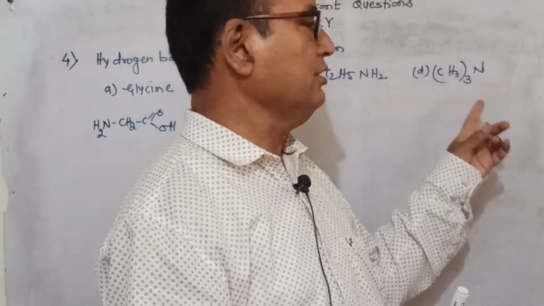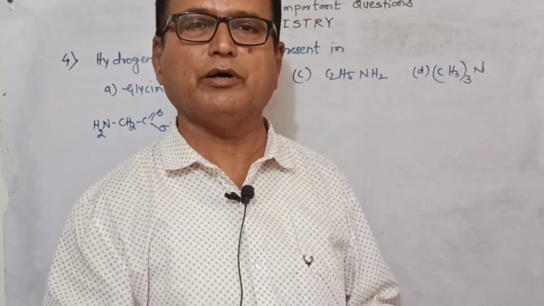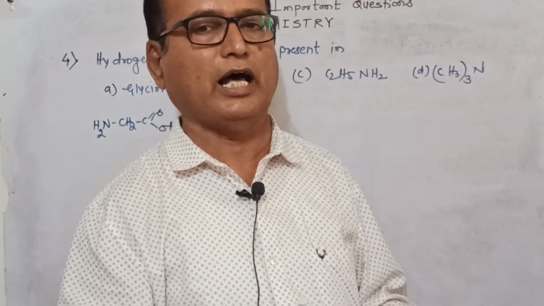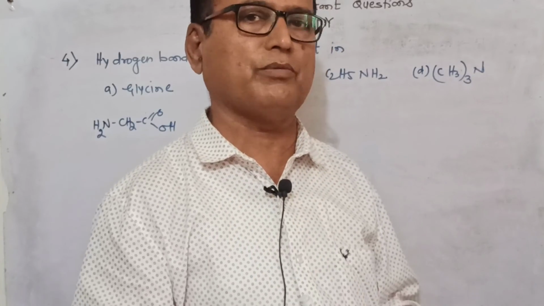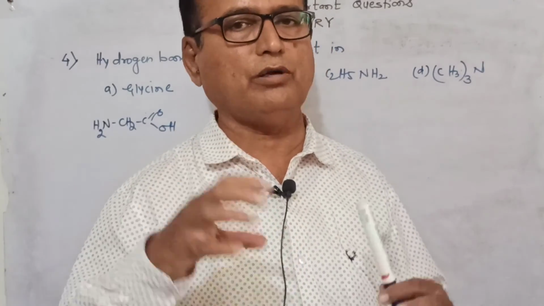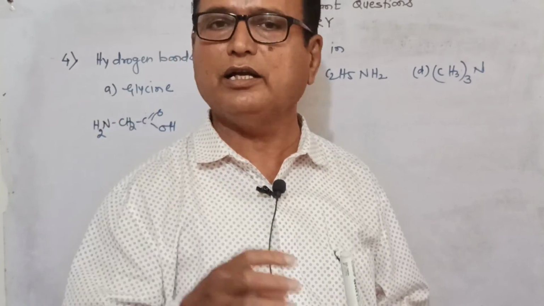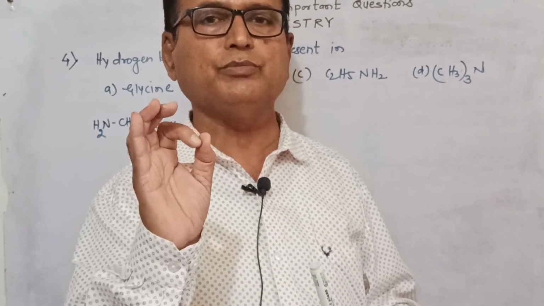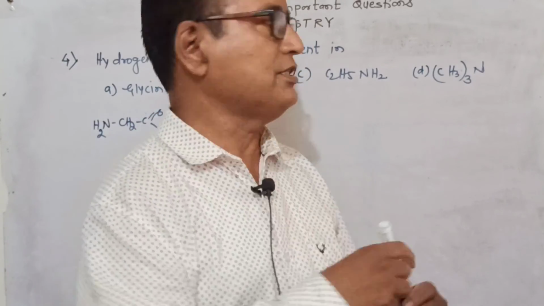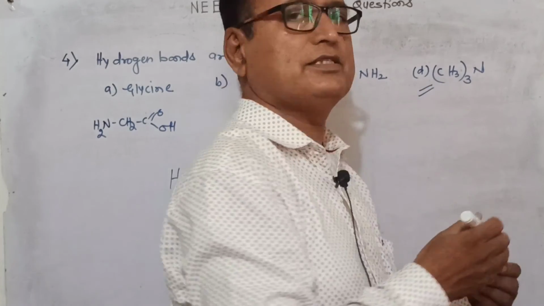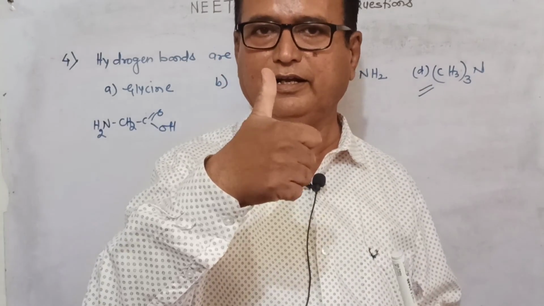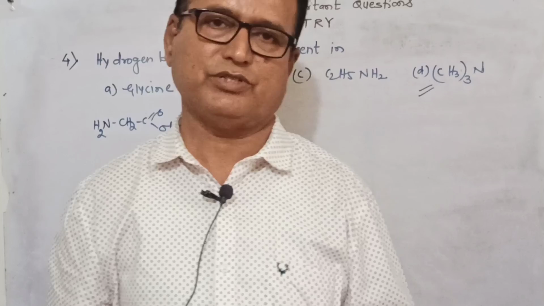And the last here, tertiary amine. Tertiary amine means here hydrogen is not directly attached to nitrogen. Hydrogen is not present. So if hydrogen is not directly attached to nitrogen, then it is impossible to form hydrogen bond. So answer is this. Okay, clear? We will go towards next question.